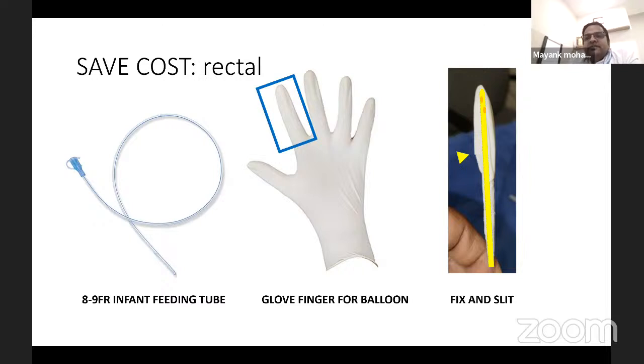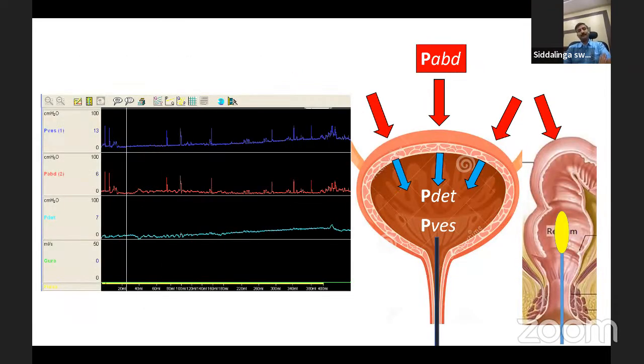If I don't put this cut, what will happen? If I fill too much, the pressure will rise in that area, and that will falsely show in the P abdominal recordings. In this way, whatever extra pressure, it will just seep out through this hole. Okay, so now this is a typical cystometry curve.